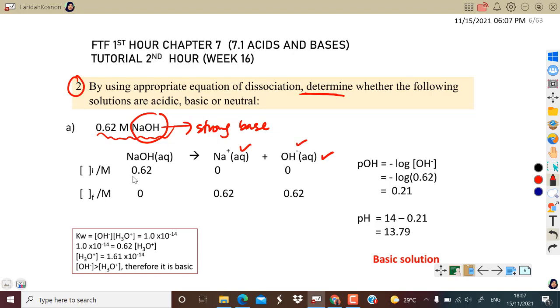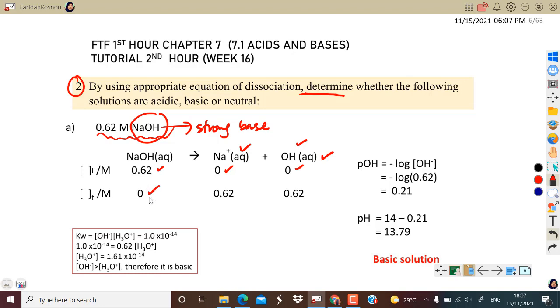Okay, initially we have 0.62 molar sodium hydroxide solution. So, kita buat table, initial concentration 0.62 molar. Okay, but initially the ions masih lagi belum terhasil. So that's why kita put 0 here. Okay, and since sodium hydroxide adalah strong base which undergoes complete dissociation, so dia terus habis. So kita terus buat final concentration yang mana kat sini 0 sebab habis.